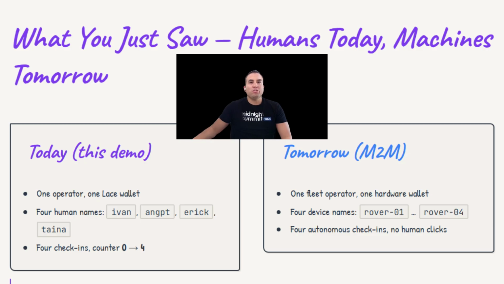Tomorrow, in the machine-to-machine case: one fleet operator, one hardware wallet, 4 device names, rover 1 through rover 4, 4 autonomous check-ins, no human clicking sign-in. Swap humans for devices, swap Lace for a headless signer with hardware root keys, swap increment for a real negotiation circuit. The identity layer doesn't change. That is why this proof of concept matters. It's not about human guestbooks. It's a proof of concept for a future machine workload.